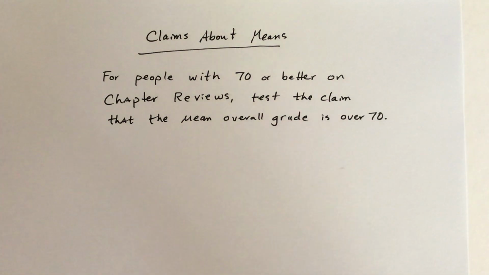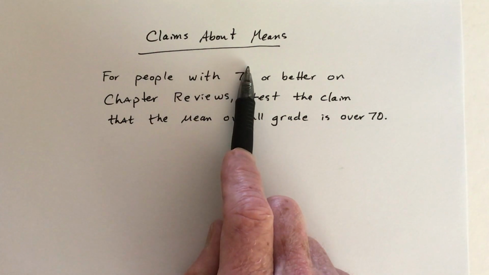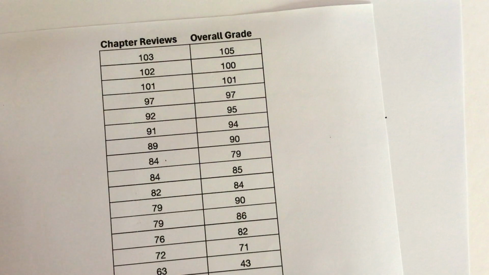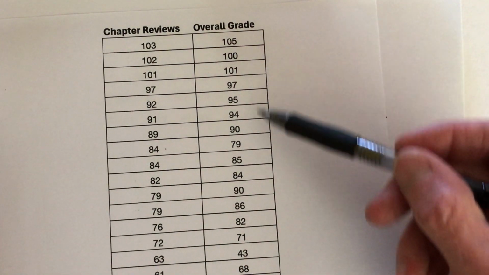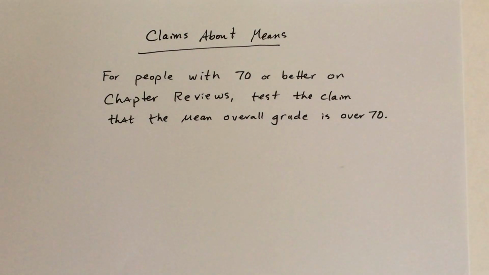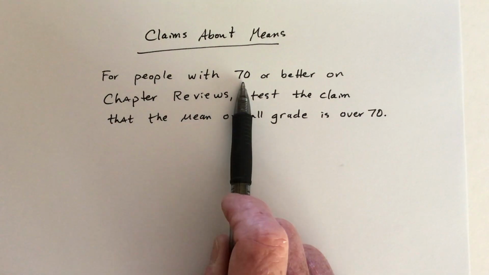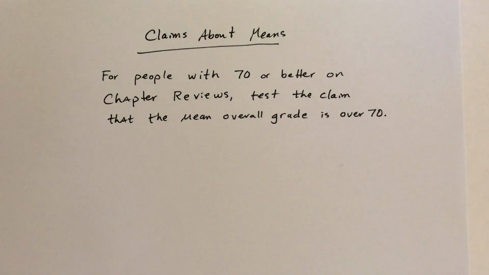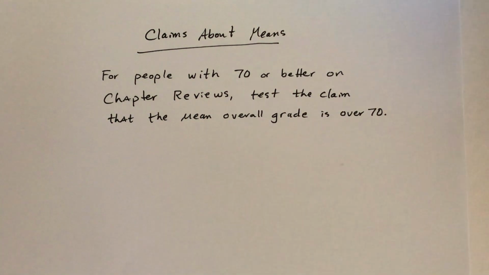So here's a quick video about testing claims about the mean with the TI-84, specifically when you have a list of data. So you don't know the mean and standard deviation, but we'll be putting these numbers into the list and then test the claim. So for people with a 70 or better on chapter reviews, let me see who that is.